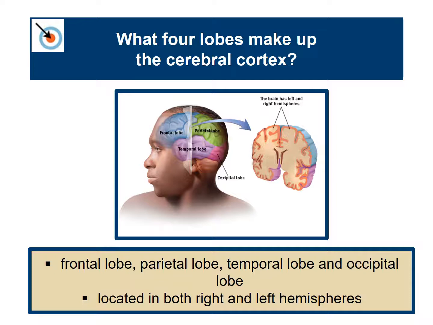So the 4 lobes that make up the cerebral cortex, and this diagram is also in your notes, are the frontal lobe, parietal lobe, temporal lobe, and occipital lobe. And they are located in both the right and left hemispheres.